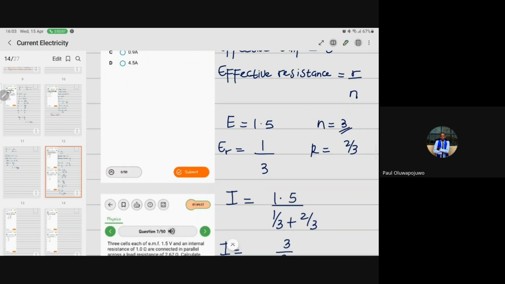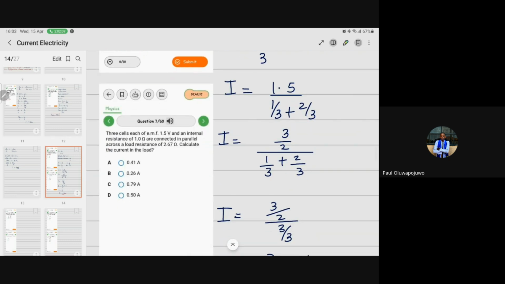Now, the next question here says the same thing. 3 cells, each of EMF 1.5 and an internal resistance of 1.0, are connected in parallel across a load of resistance 12.65. Calculate the current in the load. The same process. Is that okay, Yakubu? Okay, Paul, your hand is up. Yeah, Paul, go ahead.